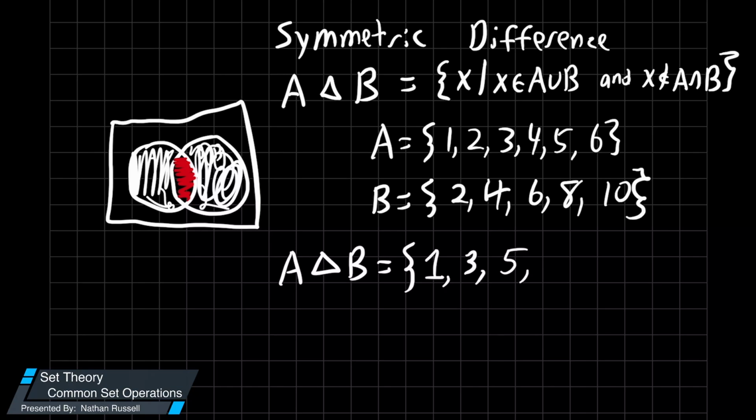Now we go through B. 2 is in both, so we don't write it. 4 is in both, we don't write it. 6 is in both, so we don't write it. But 8 is only in B, so it goes in here. And 10 is only in B, so it also goes in here. So that is what we refer to as the symmetric difference.